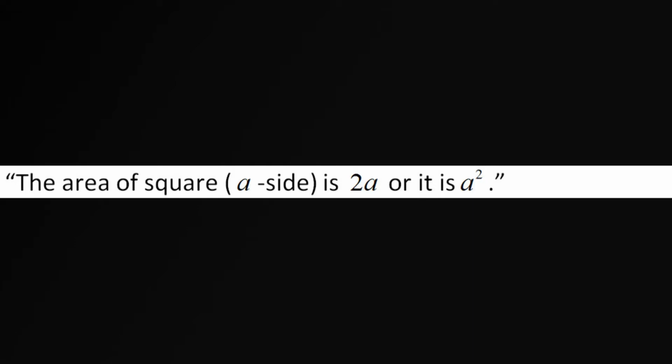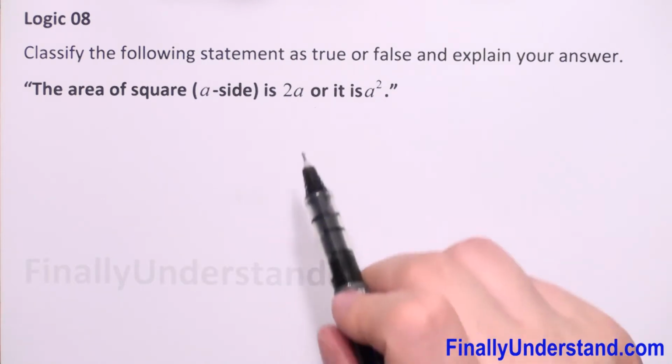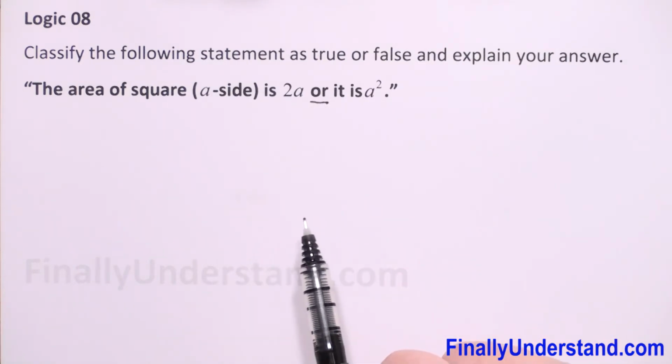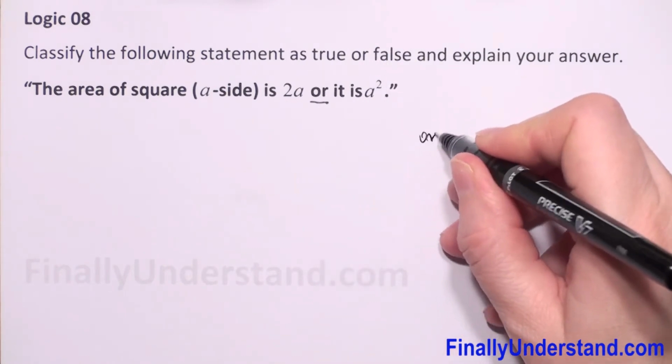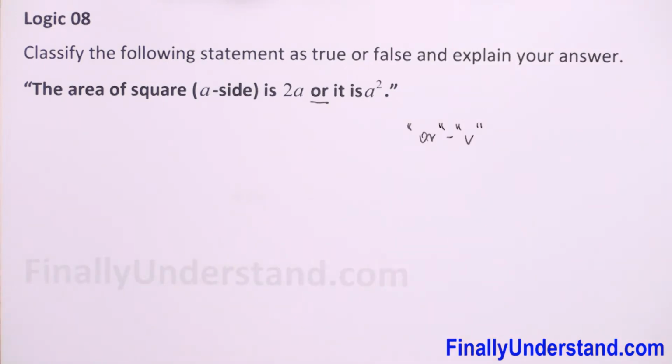We have to classify if our statement is true or false. So let's read the statement. We have: the area of square a side is 2a or it is a square. So we have here the word "or". It means we have a disjunction statement. For a disjunction statement we use a symbol like this.